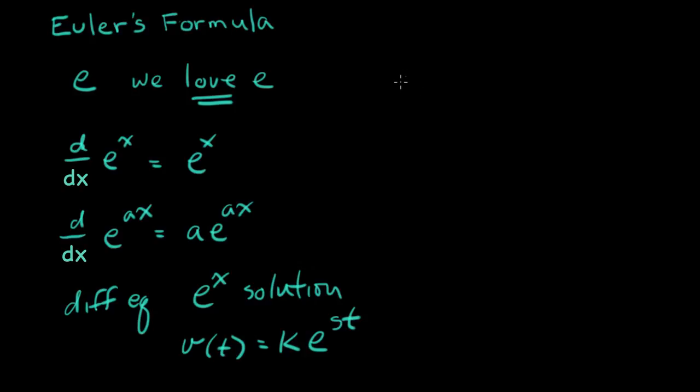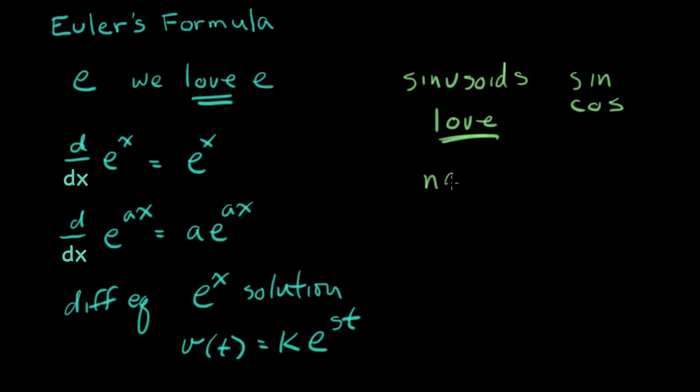So there's something else we love too, and that is sinusoids, or sines and cosines. Okay, we love these. And that gets 2 lines. Now, why do we love these? It's because they happen in nature.